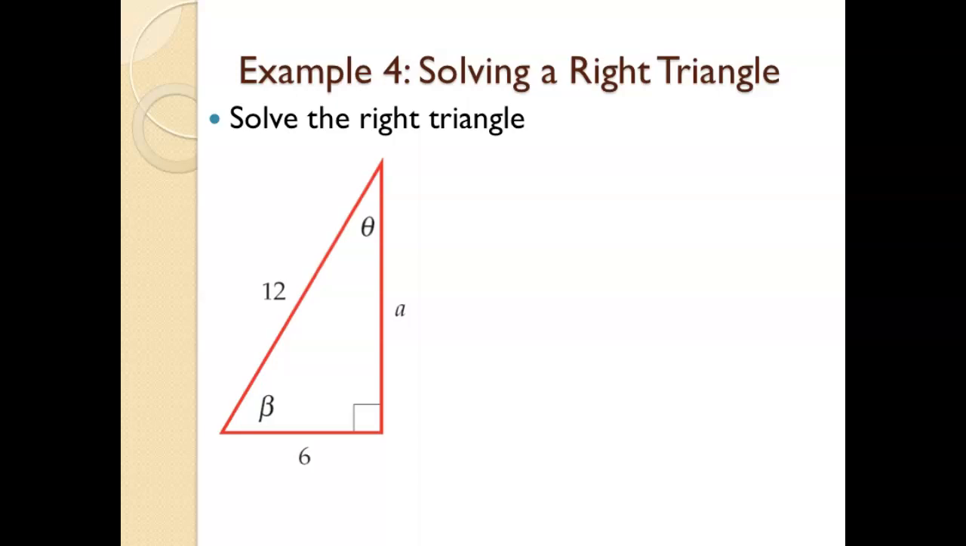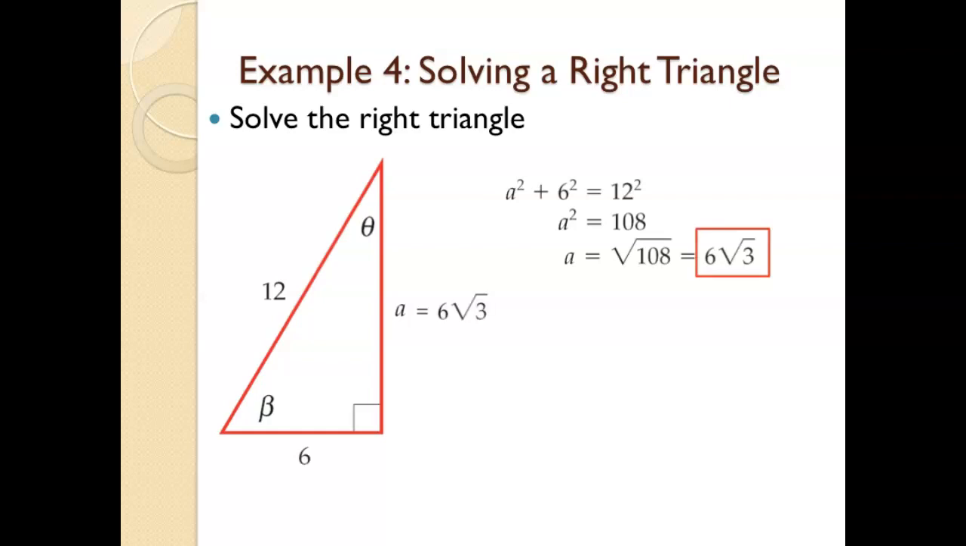We are given 2 of the sides, and so to find the third side, we can use the Pythagorean theorem. So a squared plus 6 squared is equal to 12 squared. All right, so that gives us a squared equals 108, which means that a is going to equal 6 root 3. So we've solved for one of the sides. So we actually have all the sides now. Now we just have to deal with the angle measures.